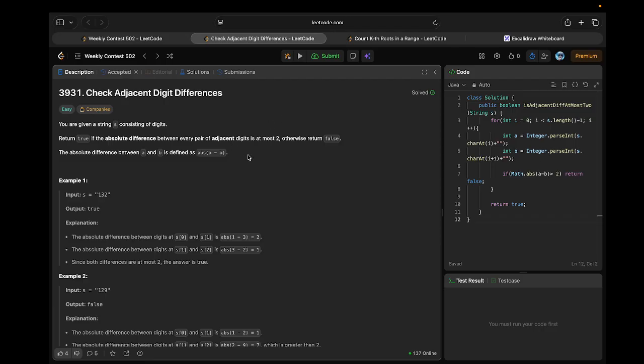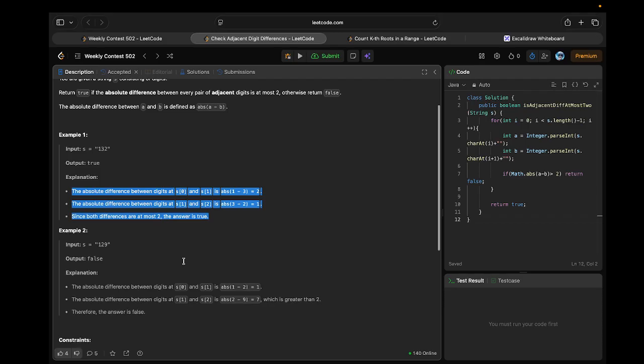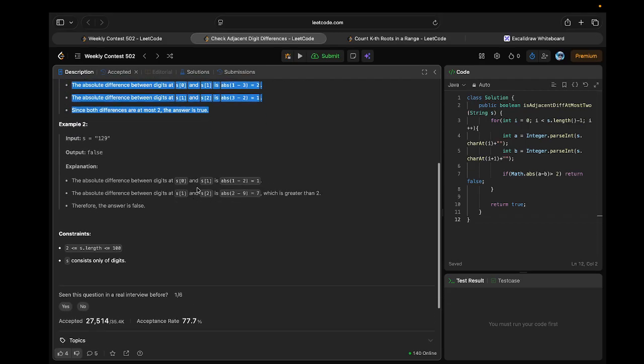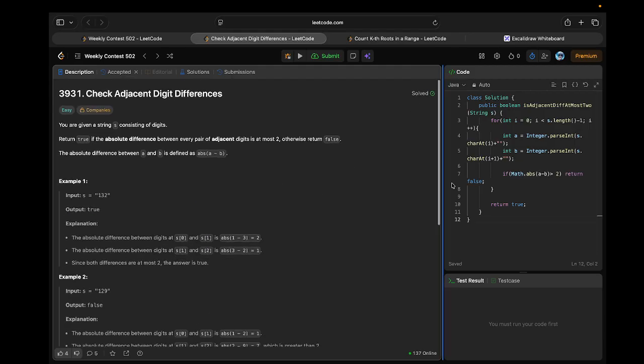Okay, the absolute difference we know about it. If you see the first test case, the absolute difference between the first and the second index is 2, and between the second and third is 1, right? Based on that, both of the differences are at most 2, so we simply return true. For the second test case, the difference is 7, which is greater than 2, so we simply return false, right? So this is what we have to do.